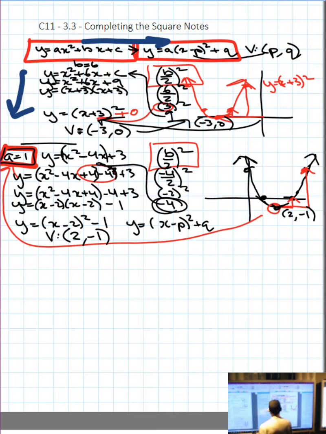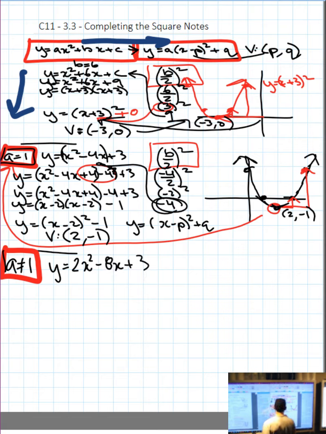Okay, so we just did a equals 1. What do you think we're going to do now? a is not equal to 1. Box around it. So let's do y equals 2x squared minus 8x plus 3. Okay, the first step is the same step as above. Brackets around the first two things.